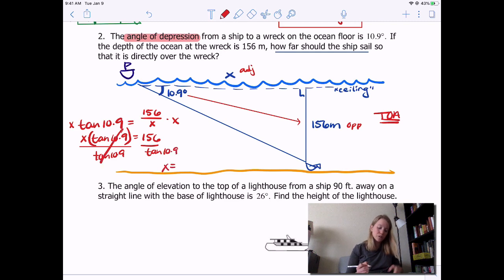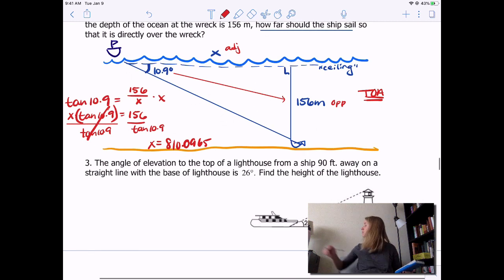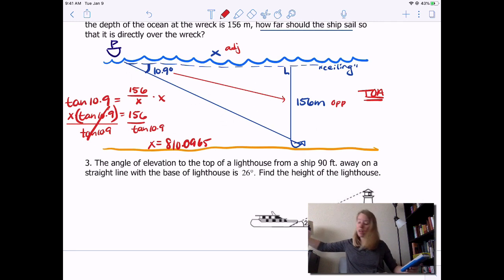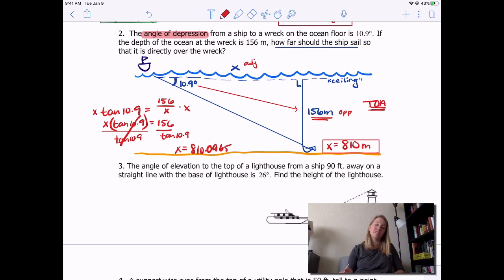And I get x is equal to 156 divided by tan 10.9. And I get 810.0965. So if I'm rounding again to the nearest meter, then I get x is equal to 810 meters. Notice this time I'm in meters, not feet, because my other length is measured in meters. Okay, so the ship should sail 810 meters.